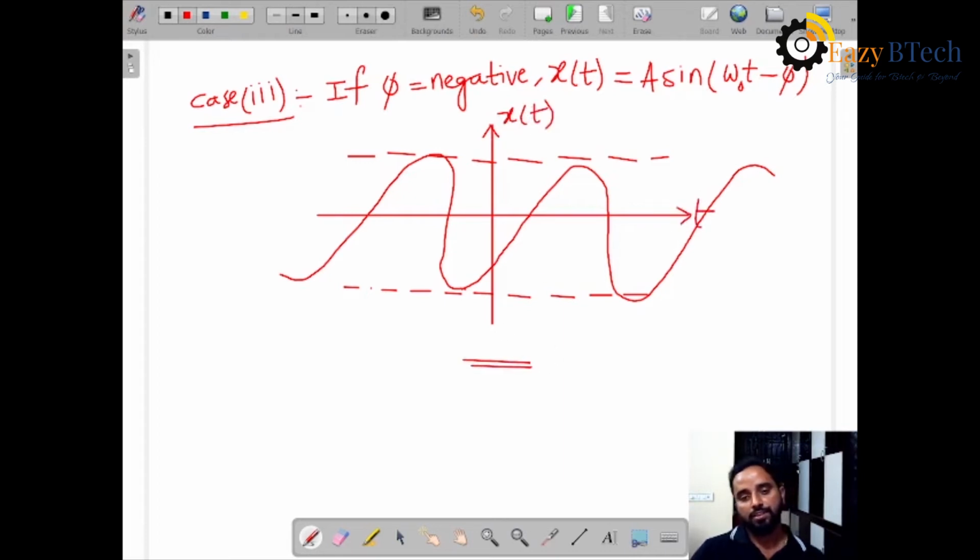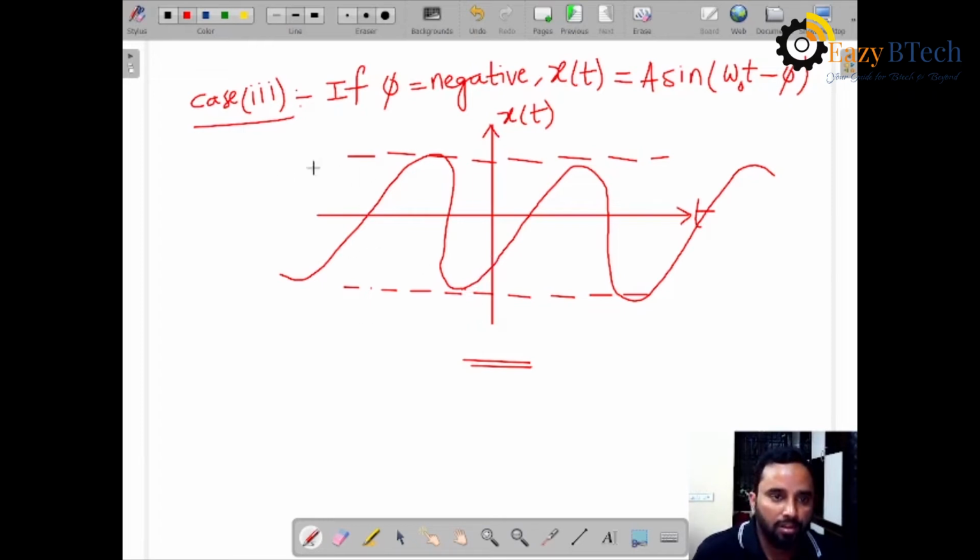So these are the three cases with respect to phase phi. When phi is 0, it passes through origin. If phi is positive, above origin. If phi is negative, below origin. These are the three cases of sinusoidal function, right?